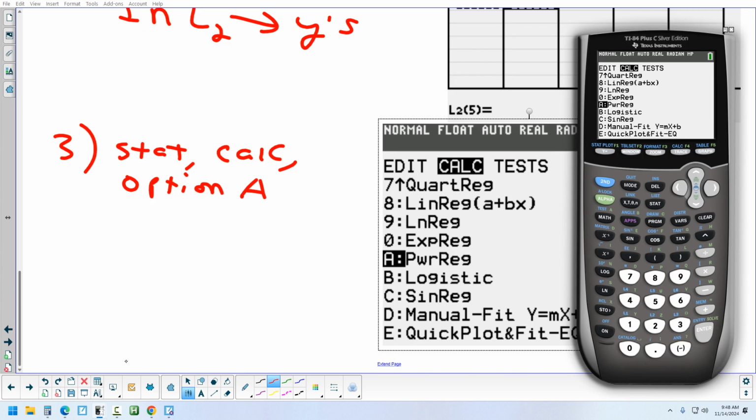Once you highlight option A, you hit enter, and notice it defaults to using L1 for the x's and L2 for the y's. That's why I used L1 and L2. If you didn't use L1 and L2, you would need to change that now. Like let's say you used L3 and L2. I could press second 3 and now tell the calculator my x's are in L3. Mine are not. Okay, mine are in L1. Second, L1. So x is in L1, y's are in L2. Don't have to change anything. Just go down and press calculate.